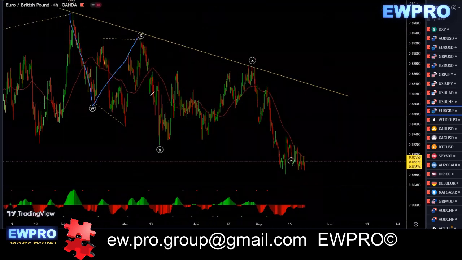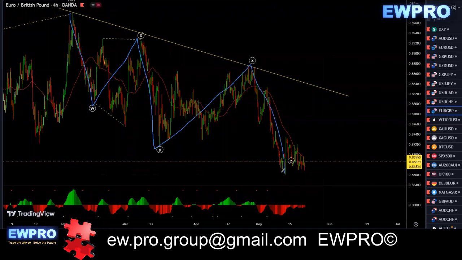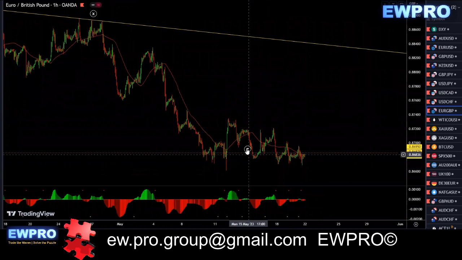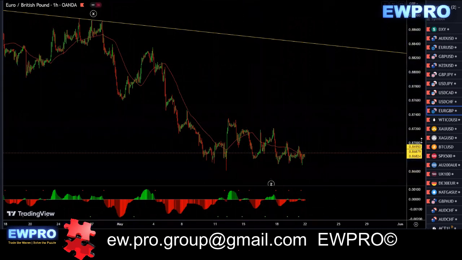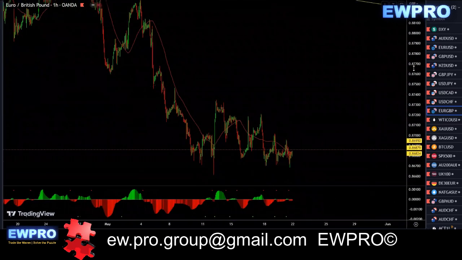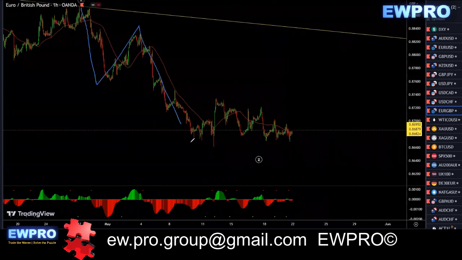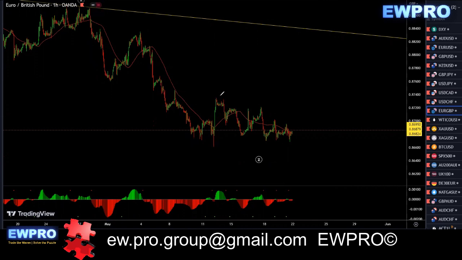We got that WXY, X2, and we got that Z down now. This, it's not going though, so there may be still more downside in the wave Z. On the H1, we sort of got that WXY. If you're looking for an X2 and a Z down, this here, extremely deep correction, back to that 90 fib.